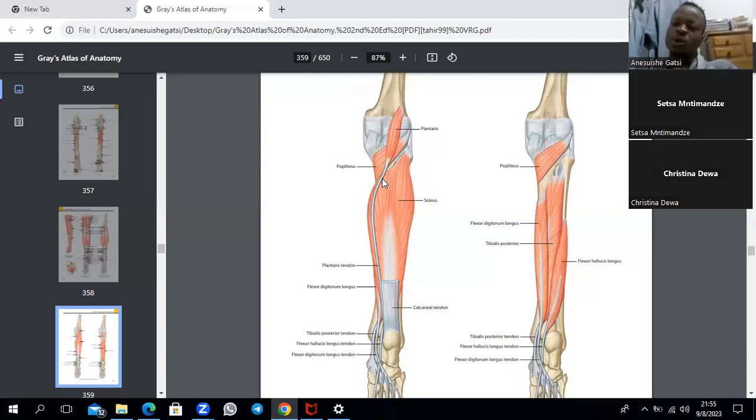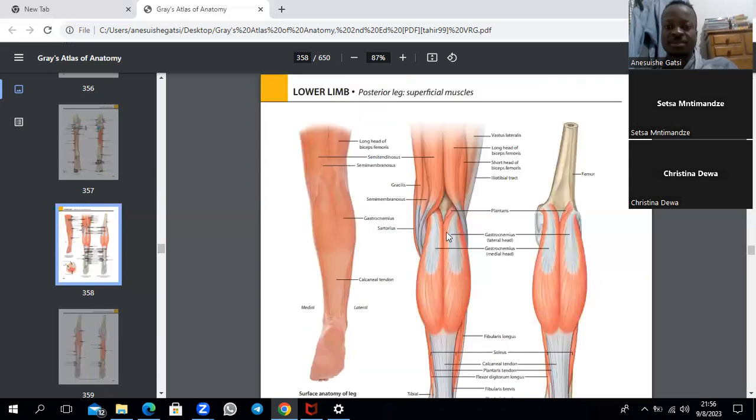Oh, by the way, I forgot to tell you, for the two heads of the gastrocnemius, the larger one is the medial head. The lateral head is the smaller one. When you want to compare these two heads, this picture may not give you that kind of impression. So medial head is larger, lateral head is smaller. Then you can see that they originate, lateral head from the lateral, medial head from the medial, condyles of the femur. So medial head from the medial condyle of the femur, lateral head from the lateral condyle of the femur.